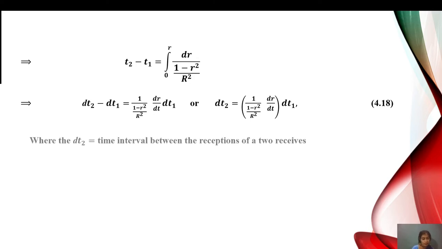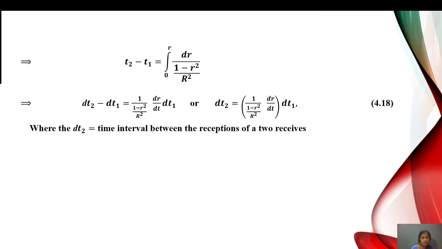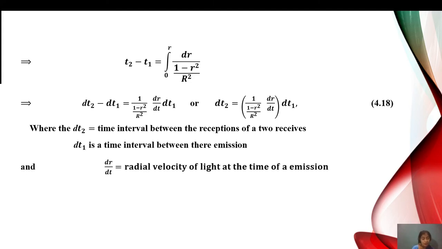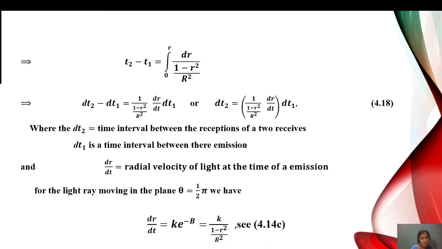You know that dt2 is the time interval between the two receptions. dt1 is the time interval between the emissions, when the source light passes through one point and the radius decreases, and dr upon dt is the radial velocity of light at the time of emission. For the light ray moving in the plane, when the plane is moving, it makes 90 degrees, that is, pi by 2.